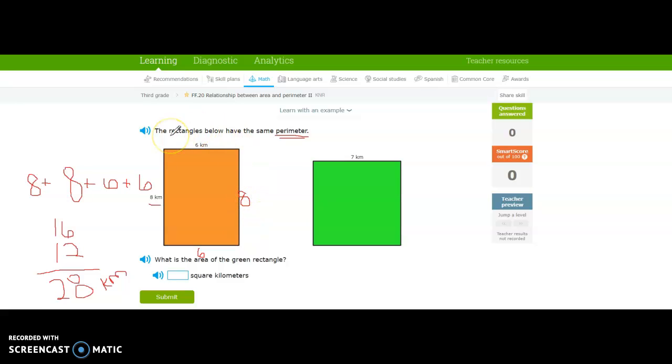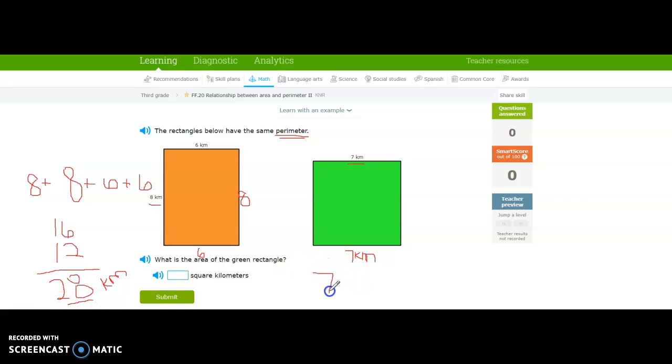Now, going back to the question, it says these rectangles have the same perimeter. So I have to go back to my green rectangle. Well, if I know that this side is 7 kilometers, then I also know that this side is 7 kilometers. There's something else I know about this green rectangle. I know that it has the same perimeter as this orange one, and we figured out that this orange rectangle is 28 kilometers.